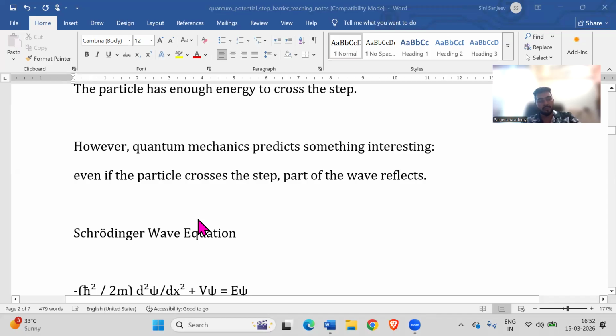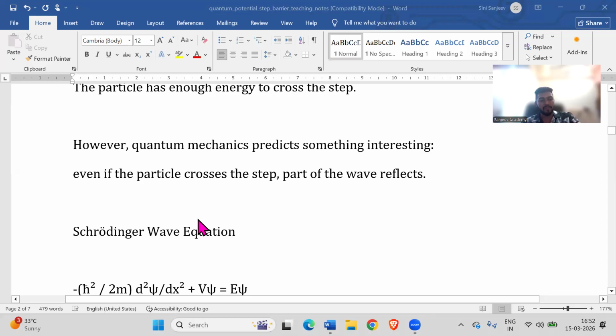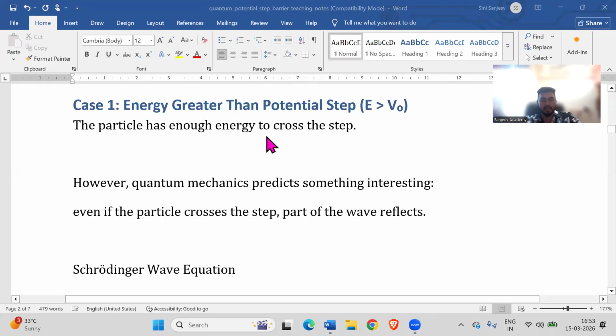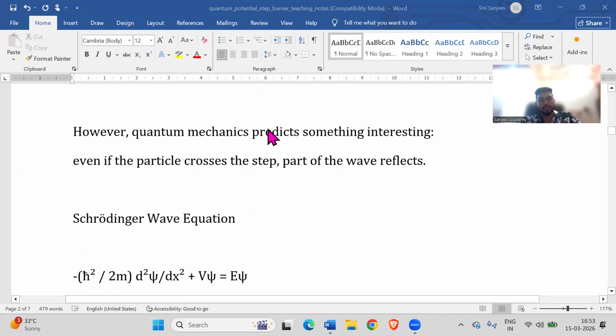Okay. So what is quantum mechanics saying? However, quantum mechanics predicts something interesting. Even if the particle crosses the step, the wave reflects. So this is something which contradicts classical physics. Classical physics says there is no reflection. But what does quantum mechanics say? There is a partial reflection. Till now in normal classical physics, what we learn is there won't be a reflection, it just passes through. But in quantum mechanics, there will be a reflection.